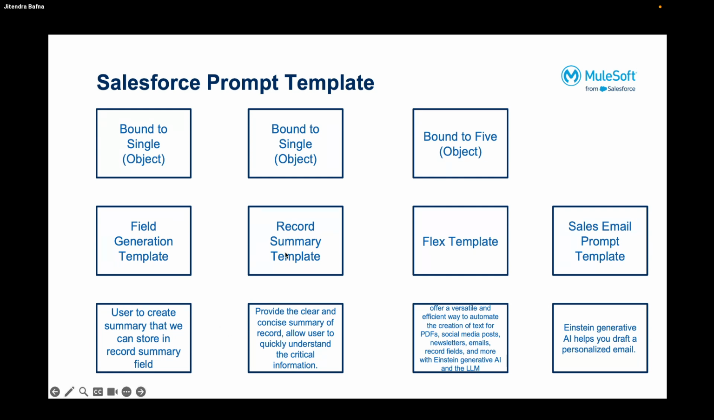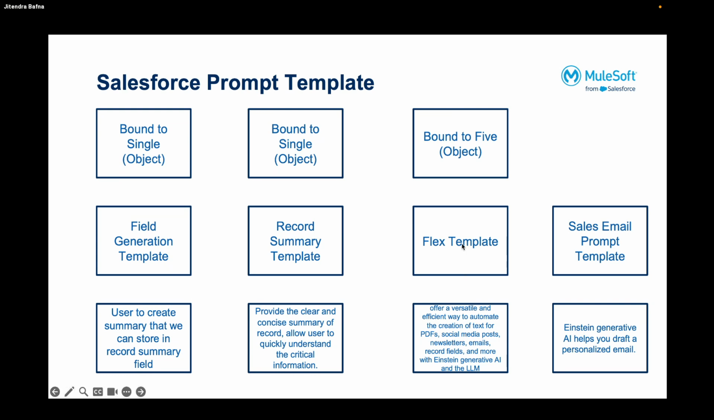Then we have a record summary template. It is also bound to a single object, and it can provide a clear and concise summary of the record and allow users to quickly understand the critical information. Here we will see how we can embed a screen flow into your account details, so whenever you go to account details, it will automatically generate a summary for you.